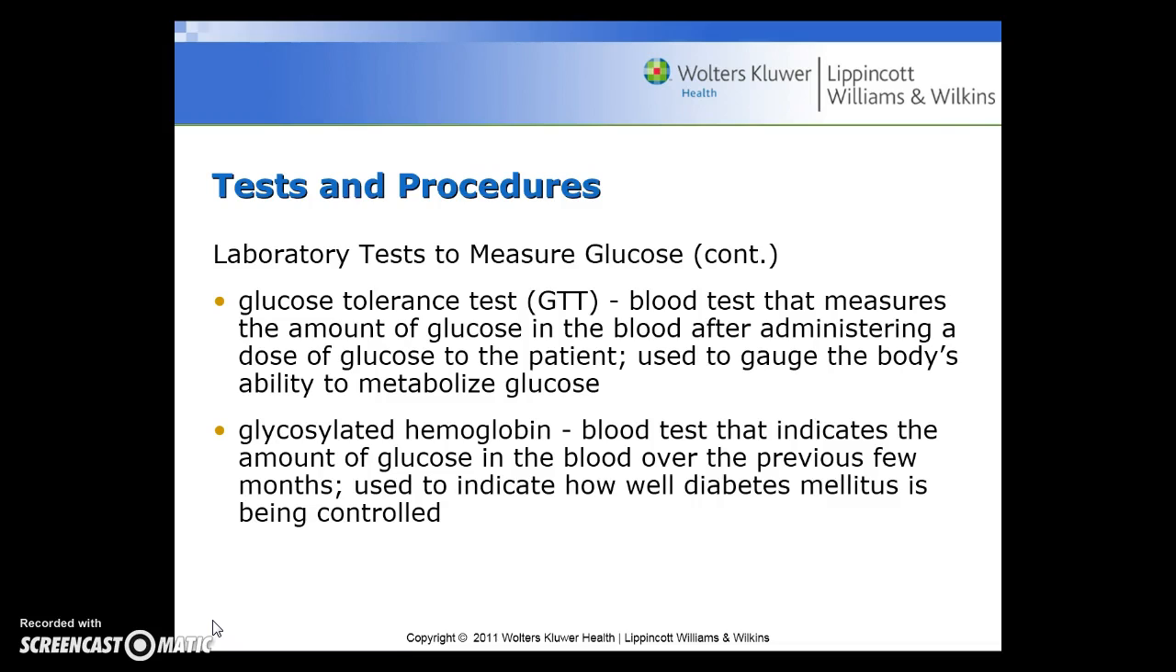Another laboratory test to measure glucose is the GTT, the glucose tolerance test, and that's the blood test that measures the amount of glucose in the blood after administering a dose of glucose to the patient. You usually drink it, and it's used to gauge the body's ability to metabolize glucose.